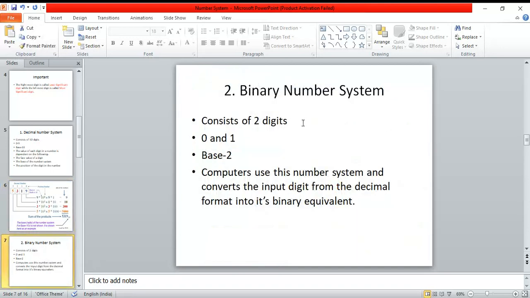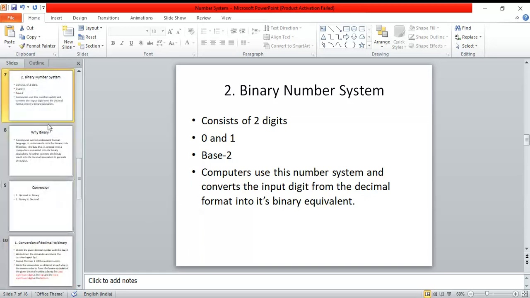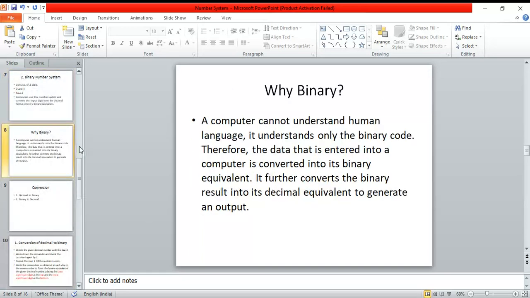Binary number system. It consists of 2 digits, 0 and 1, and the base is 2. Computers use this number system and convert the input digit from the decimal format into its binary equivalent. But why binary? A computer cannot understand human language. It understands only the binary code. Therefore, the data that is entered into a computer is converted into its binary equivalent.